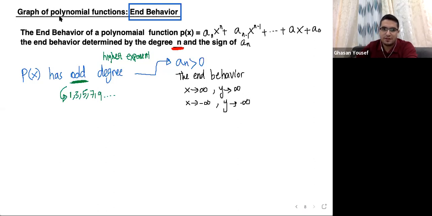And the graph of this function should be something like this. This is the graph. When x goes to infinity, here is x going to infinity, y should go to infinity. This means y should go up, like this. So the graph should be something like this.